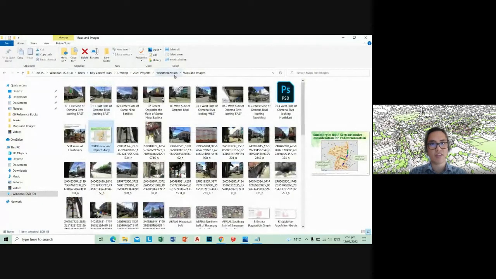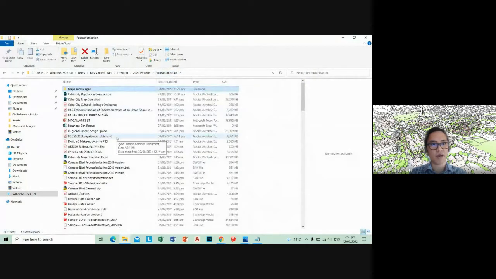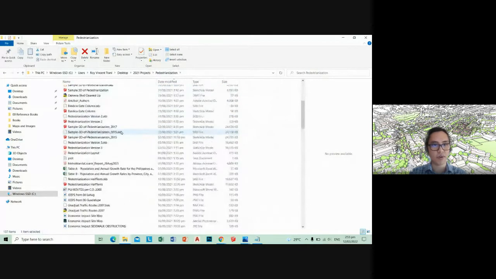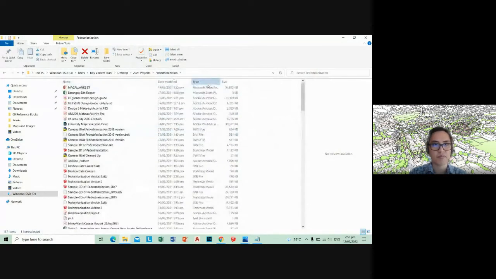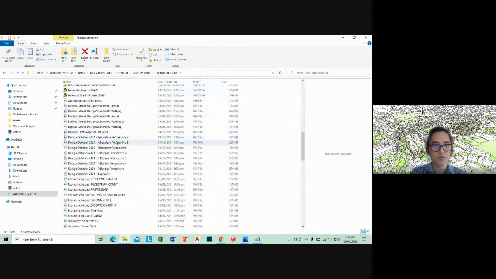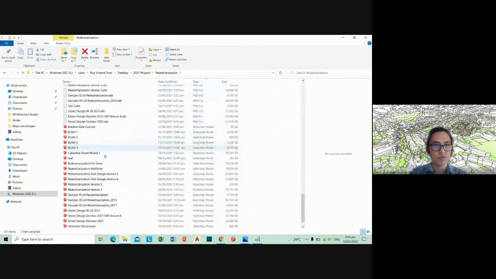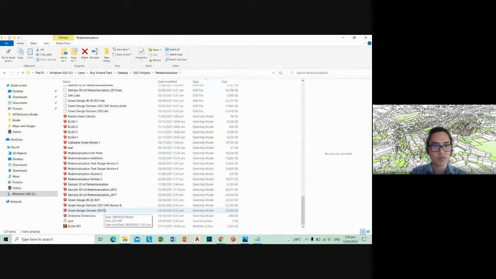So I have the map over here, or the model. Where's my model? Let me find it. I think this is the one.